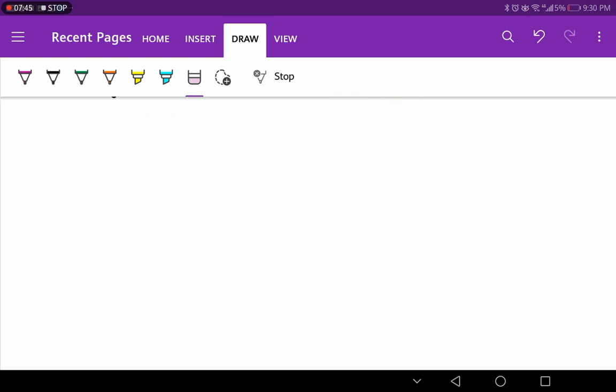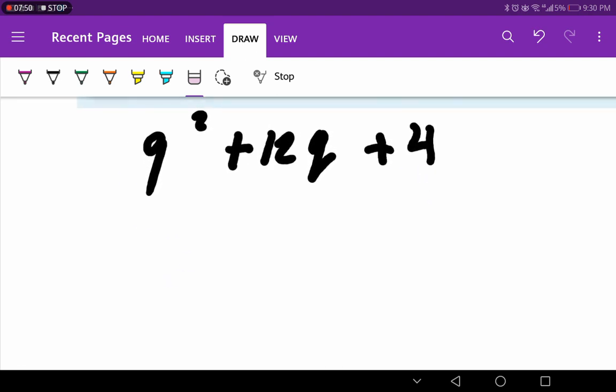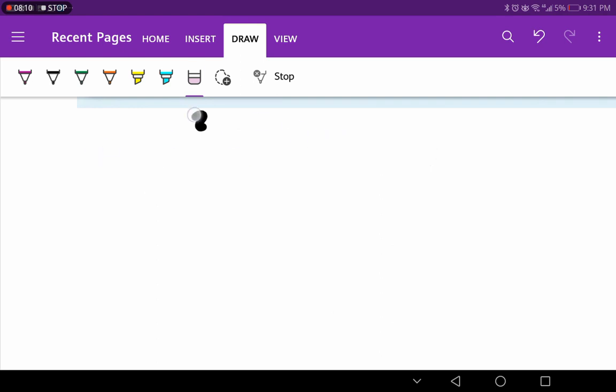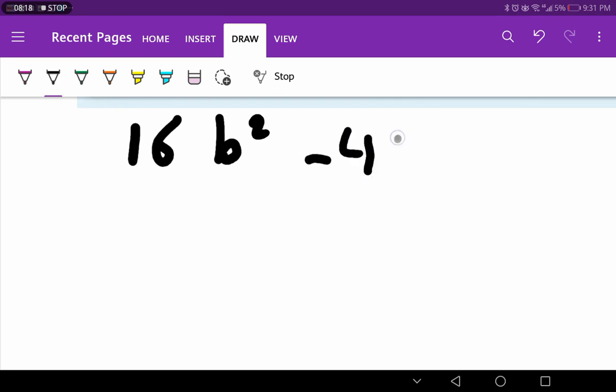About this. Okay, I will give you one more example instead of this. For example, if we say, yes, this is a good example. It is 16p square minus 40p plus 25.